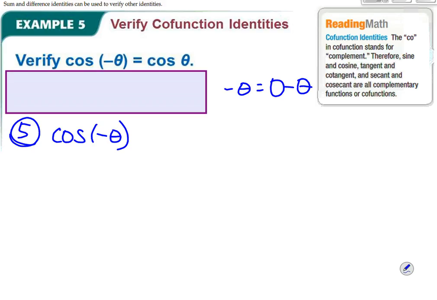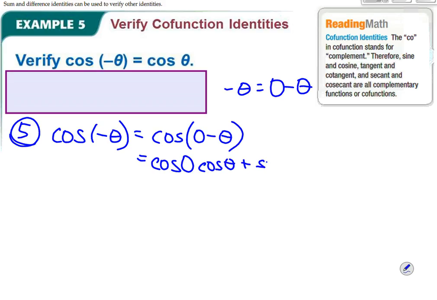So I'm going to say the cosine of negative theta is equal to the cosine of 0 minus theta. And then I'm just going to expand that out. Cosine of alpha minus beta is cosine alpha, cosine beta, plus, it uses the opposite sign, sine alpha, sine beta. So then I'm going to expand this. So it's cosine 0, cosine theta, plus sine 0, sine theta. So I'm verifying that this is going to be the cosine of theta in the end here.